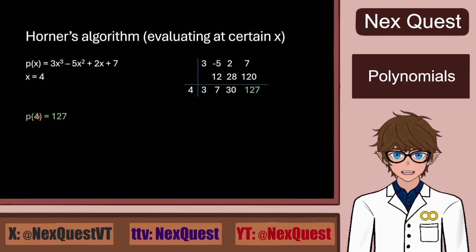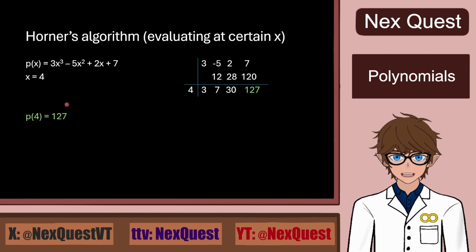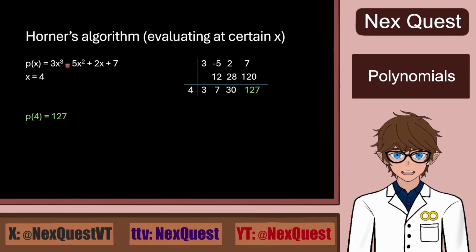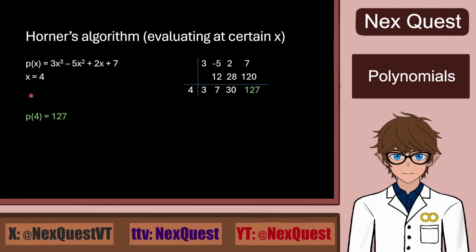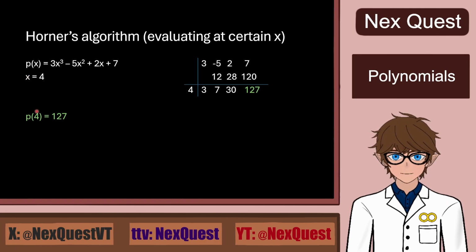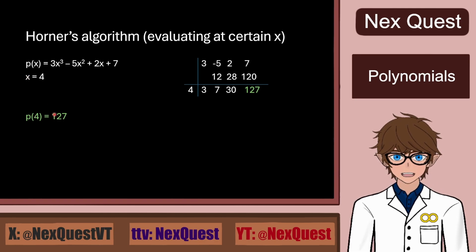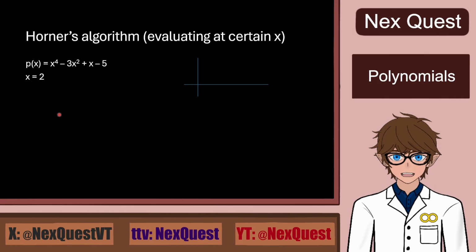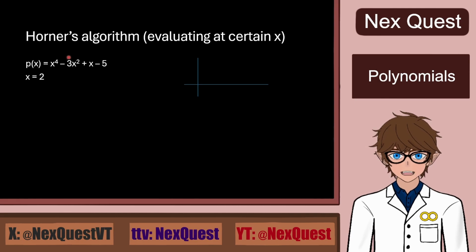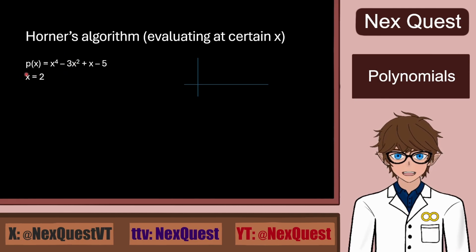But the p of 4 is 127, and if you take your time and look at it in Desmos, by inserting both formulas, so this one and this one, you will get a point at exactly x is 4 and y is 127. For our next example, we have a polynomial x to the power of 4 minus 3x squared plus x minus 5 at x is 2.